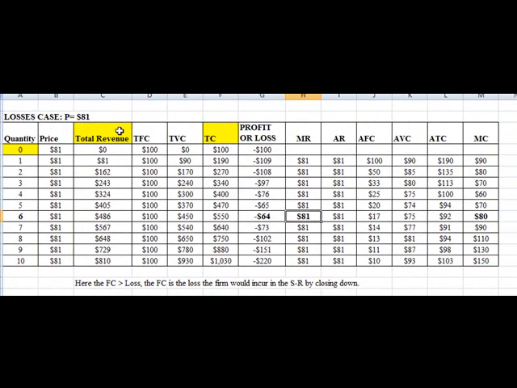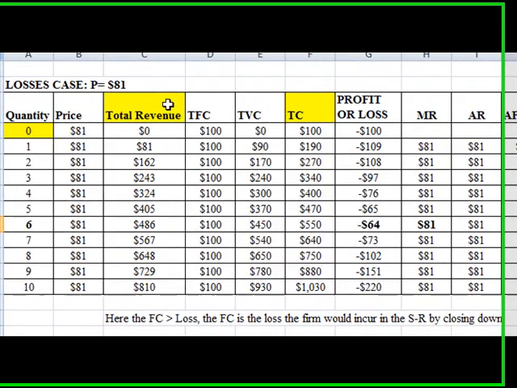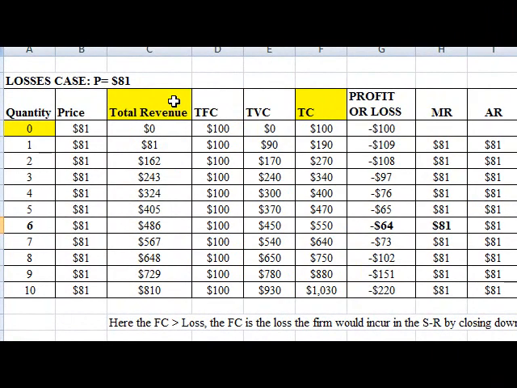This is the point where marginal revenue is again equal to marginal cost, approximately. What this means is that if I want to minimize my loss or maximize my profit, I'm going to operate at a point where marginal revenue is equal to marginal cost. Here I've got a fixed cost that's greater than the loss. So this means that I'm going to keep producing. I'm going to operate at a loss in the short run.